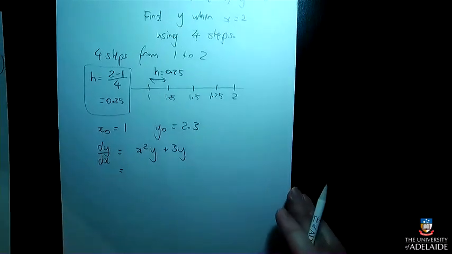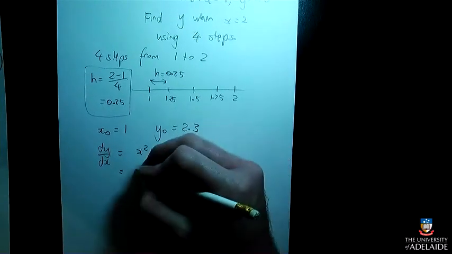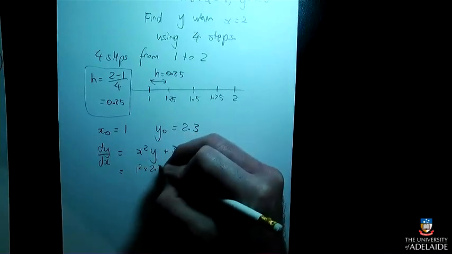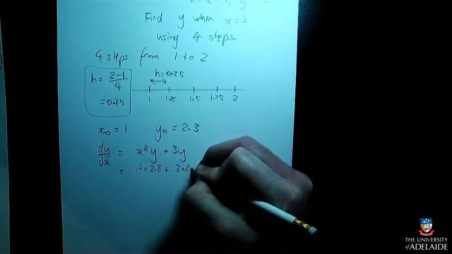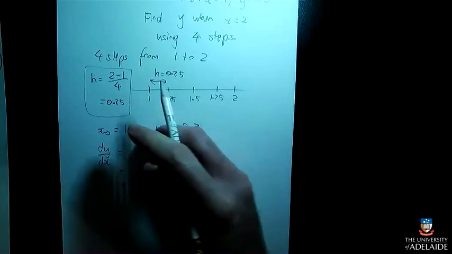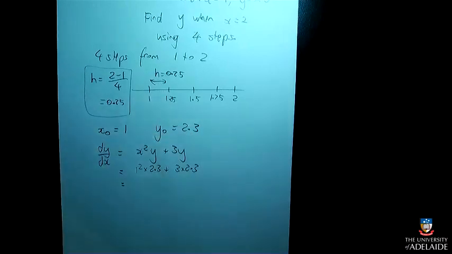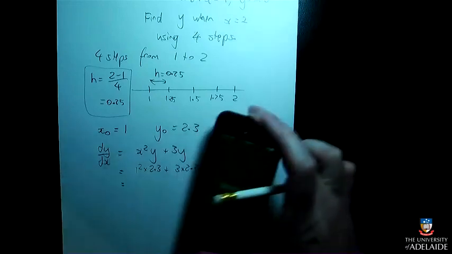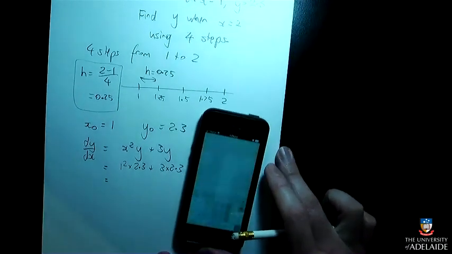This is going to be awful. It's going to get very big very quickly. So 1 squared times 2.3 plus 3 times 2.3, and it will come out to whatever it comes out to. And I will need a machine to help me do that. So I go to my scientific calculator, which is the Desmos scientific calculator.